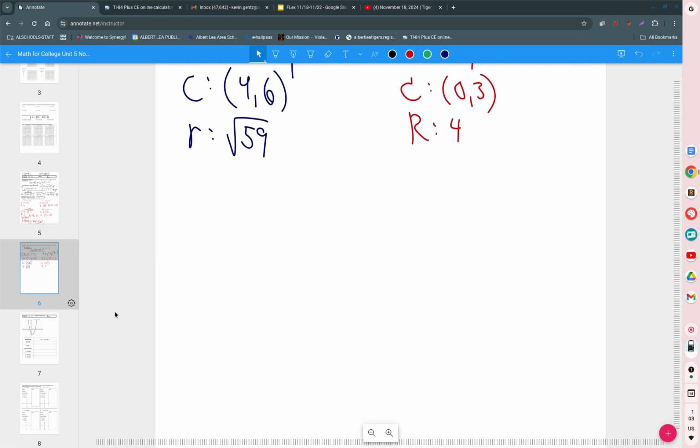So, suppose that you were asked to then graph this. It's not that big of a deal to graph a circle. All we want to do is plot the center, which would be up 3 units. And then once you go up 3 units, then since the radius is 4, just go 4 units in each direction. That's what it looks like.